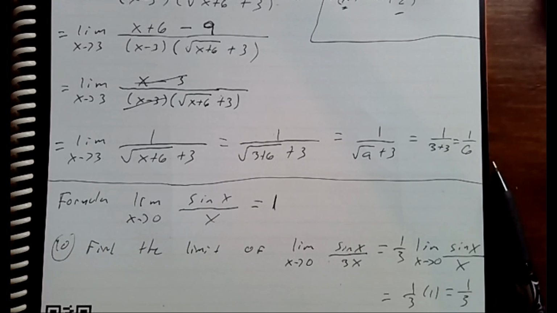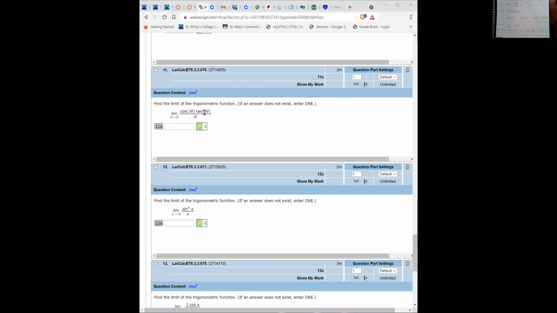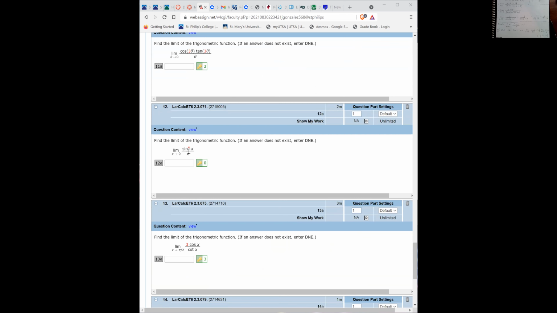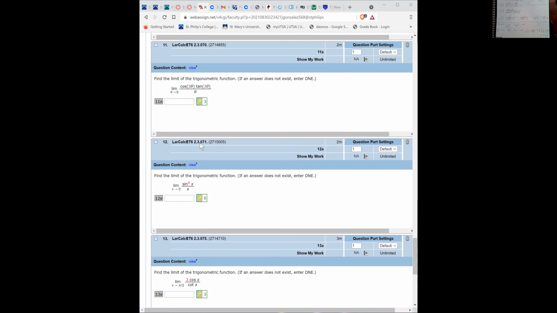Okay. The next one, number 11, is the same thing. You just have to do some algebra. So I'll leave that for you. See this here? So basically you have to change tangent into sine over cosine, cancel and simplify the problem, and then use the formula I just gave you. Sine to the fourth will be similar.